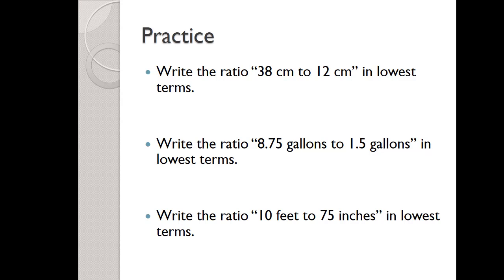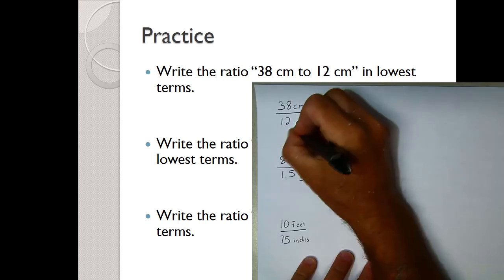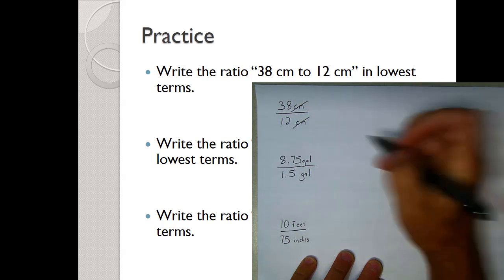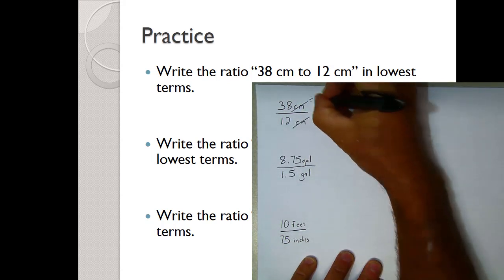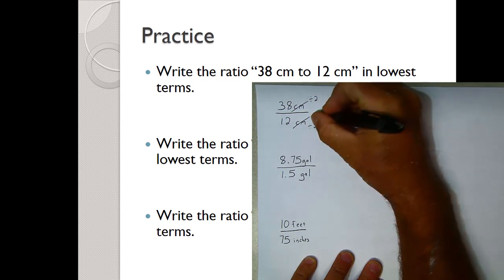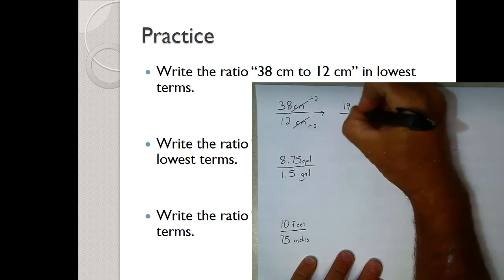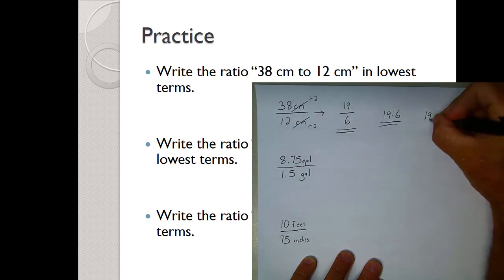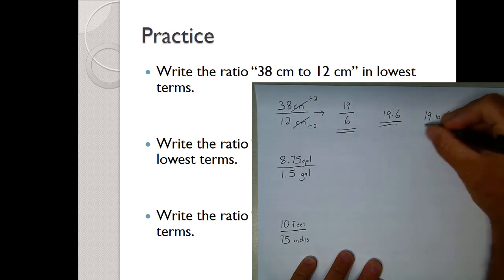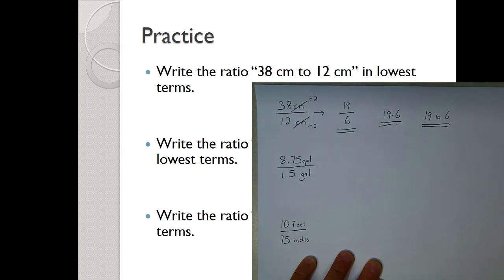Okay, our top one, 38 centimeters to 12 centimeters. The units there match, they cancel off, so it's really just 38 over 12. But those both divide by a common factor of 2, and so we end up with 19 over 6, and that's it. That's in lowest terms. You don't have to express your answer all 3 ways. I'm just noting that those are all equivalent.